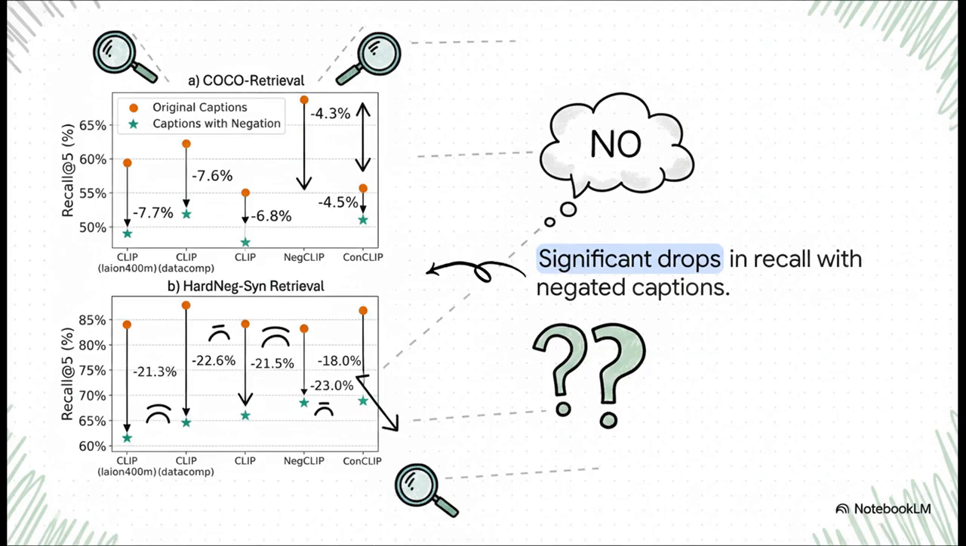When you test baseline models on standard captions, they do fine, but the moment you evaluate them on datasets with negated captions, there is a massive performance drop across the board. Even models like NegClip, which were explicitly designed for compositionality, suffer up to a 23% drop when faced with hard negatives. It's a huge blind spot.